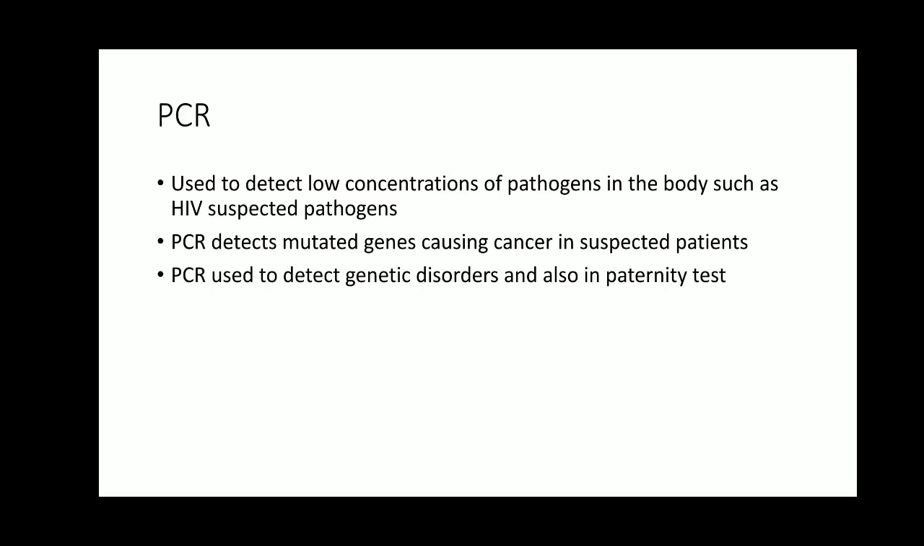Now PCR has different types of applications in molecular diagnosis. One is that it is used to detect a low concentration of pathogens in the body, such as in HIV suspected cases. When suspected, you still don't know whether it is positive or negative. Clear? If you have already been in contact with an HIV positive person, then there could be chances of transmission of this HIV, so they are known as HIV suspected. In that case we can check whether infected genetic material is present or not through the PCR technique.